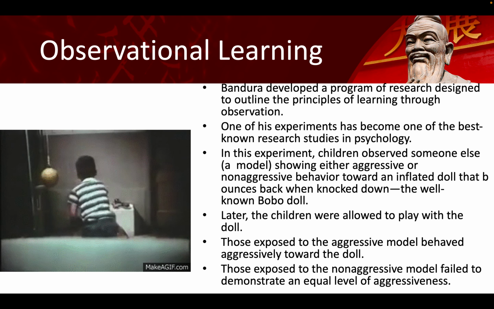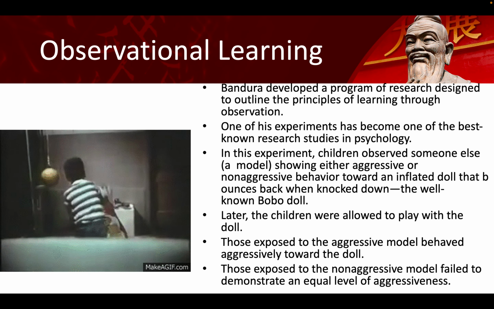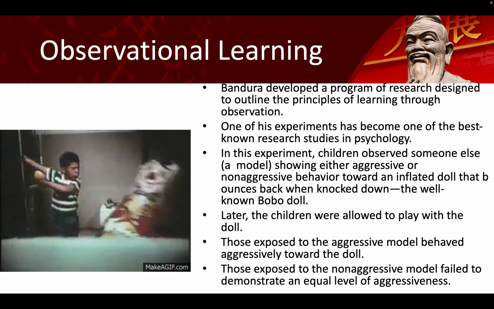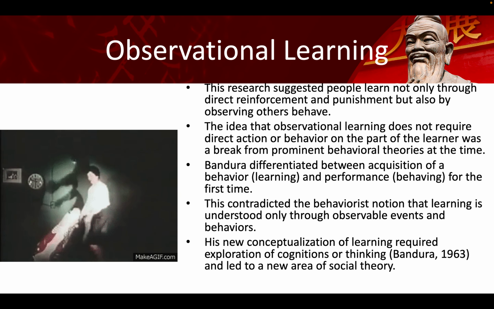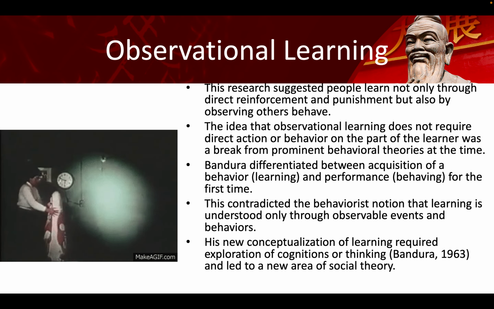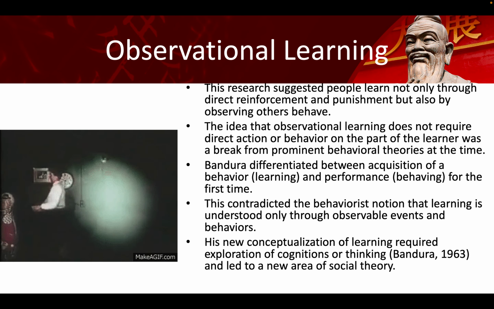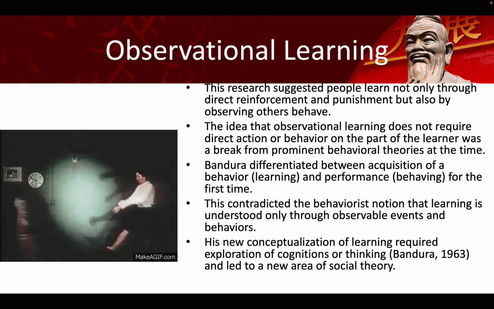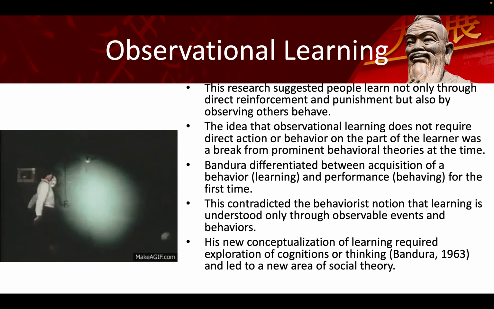Later, the children were allowed to play with the doll. Those exposed to the aggressive model behaved aggressively toward the doll. Those exposed to the non-aggressive model failed to demonstrate an equal level of aggressiveness. This research suggested people learn not only through direct reinforcement and punishment, but also by observing others behave. The idea that observational learning does not require direct action or behavior on the part of the learner was a break from prominent behavioral theories at the time.